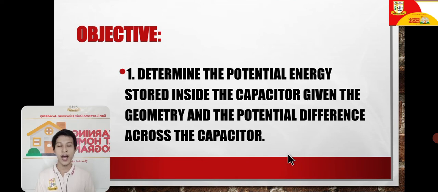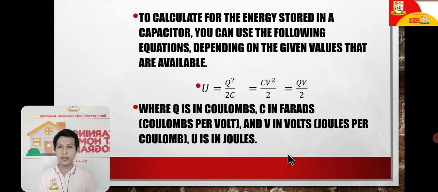For this lesson, we have this objective: determine the potential energy stored inside the capacitor given the geometry and the potential difference across the capacitor. To calculate the energy stored in a capacitor, you can use the following equations depending on the given values that are available. You can use any of these three. So we have U, a symbol that denotes potential energy. It's equal to Q squared over 2C, or CV squared over 2, or QV over 2. Okay, so if there is voltage given, you can use this formula.